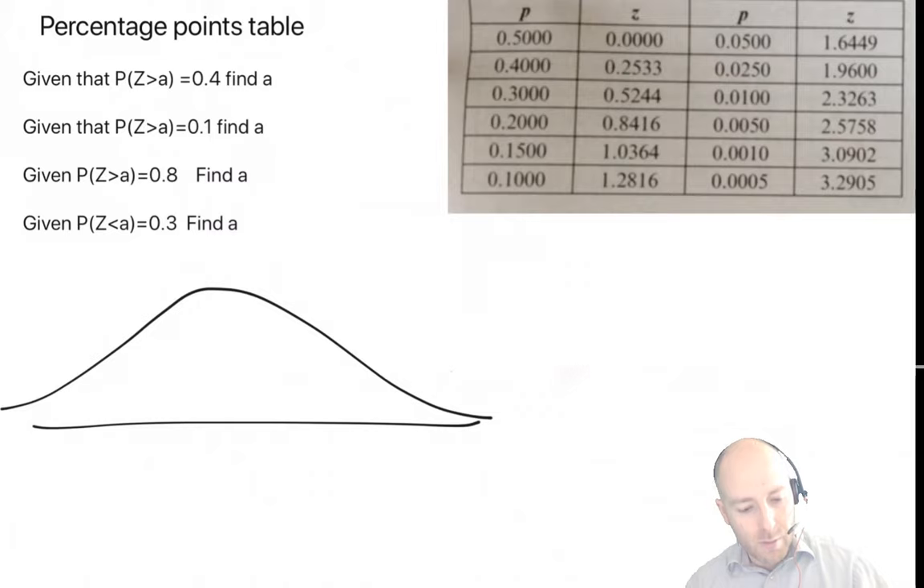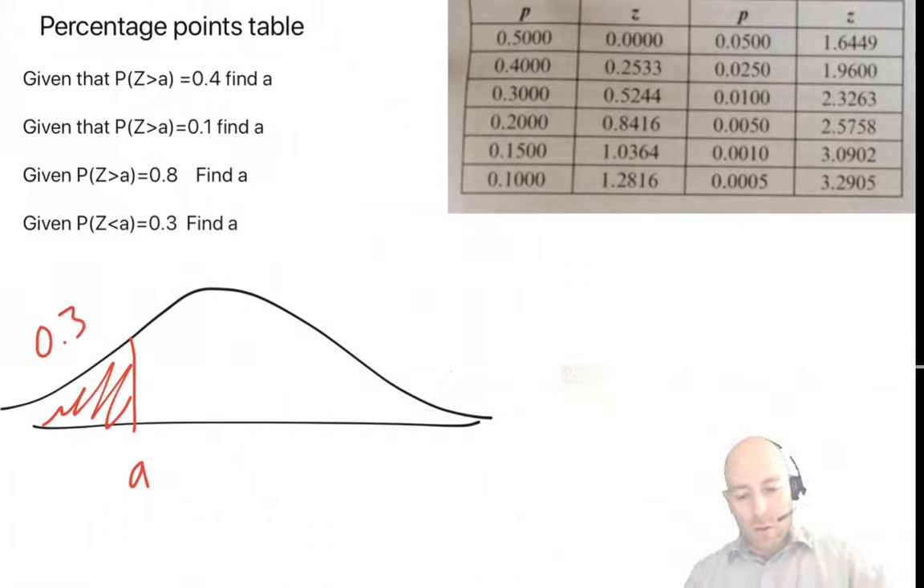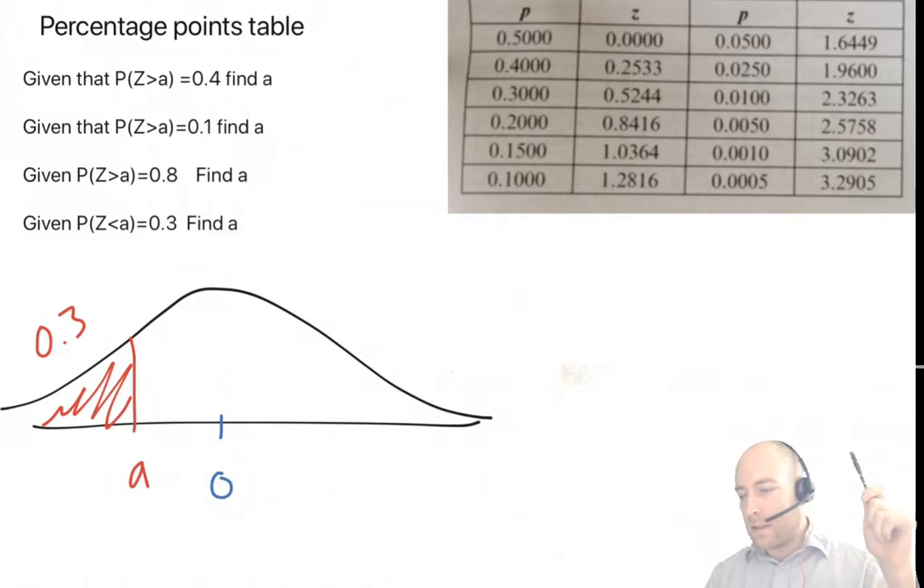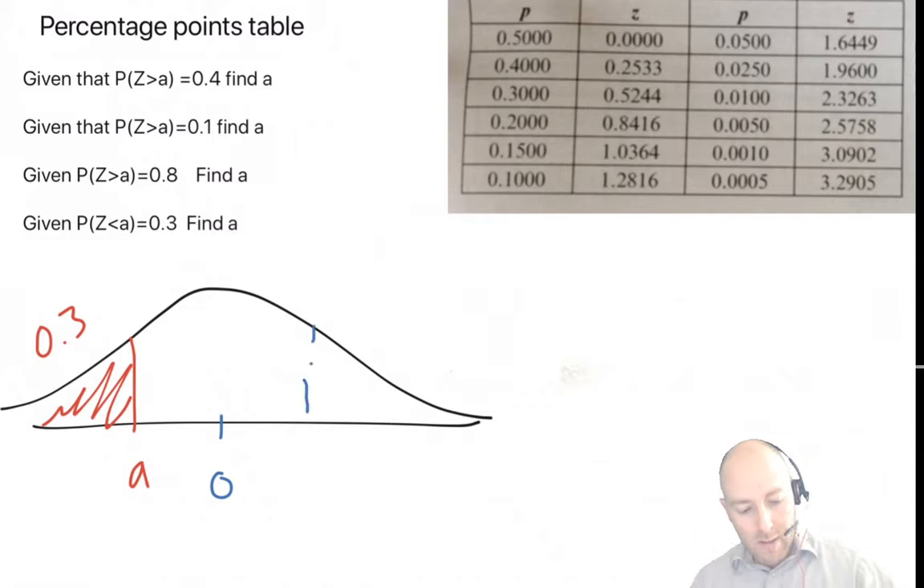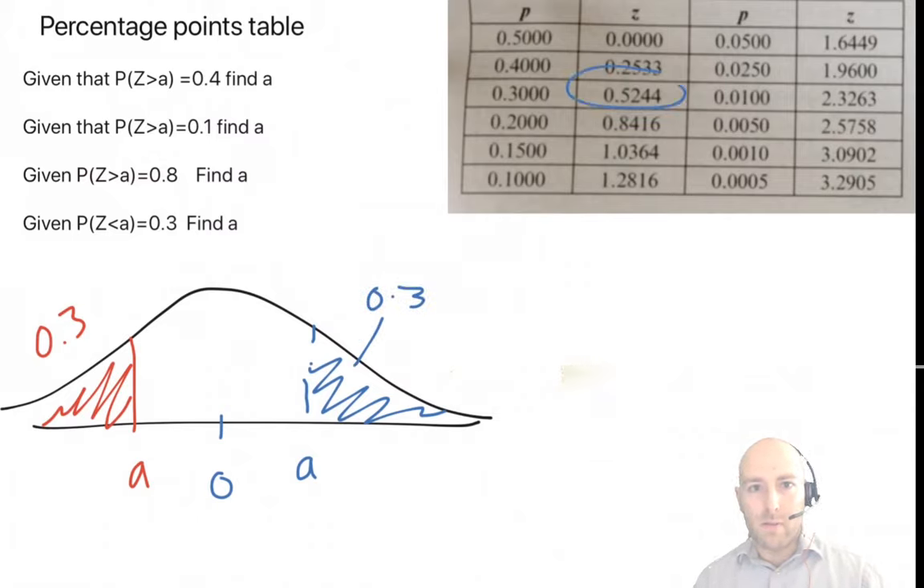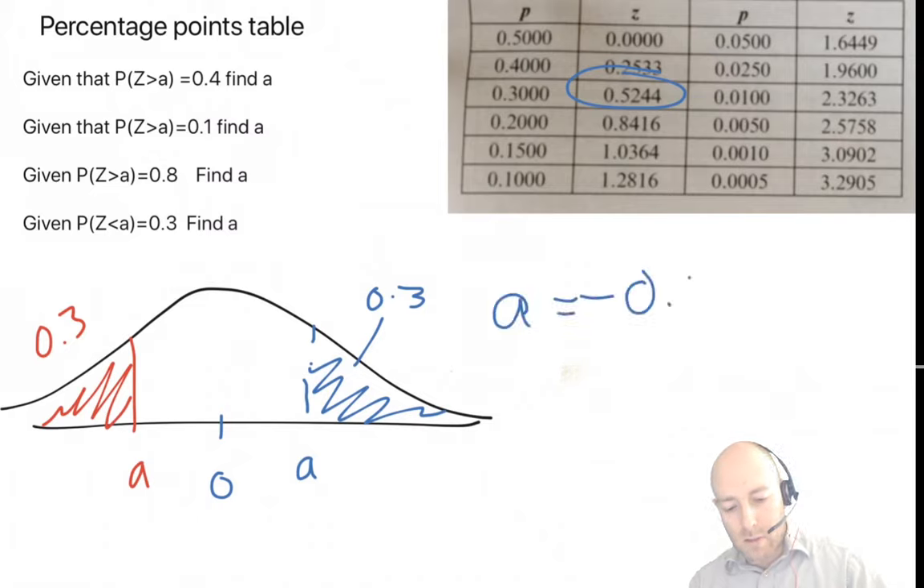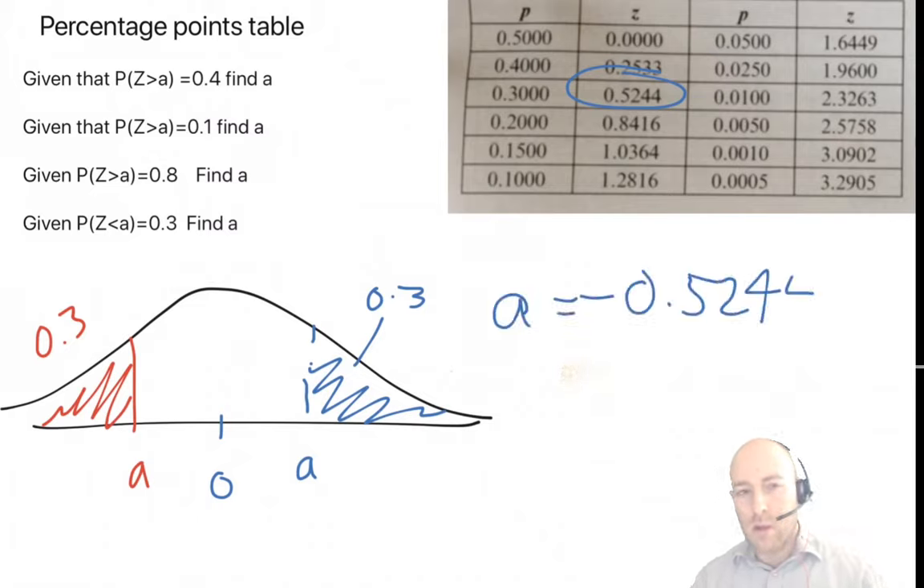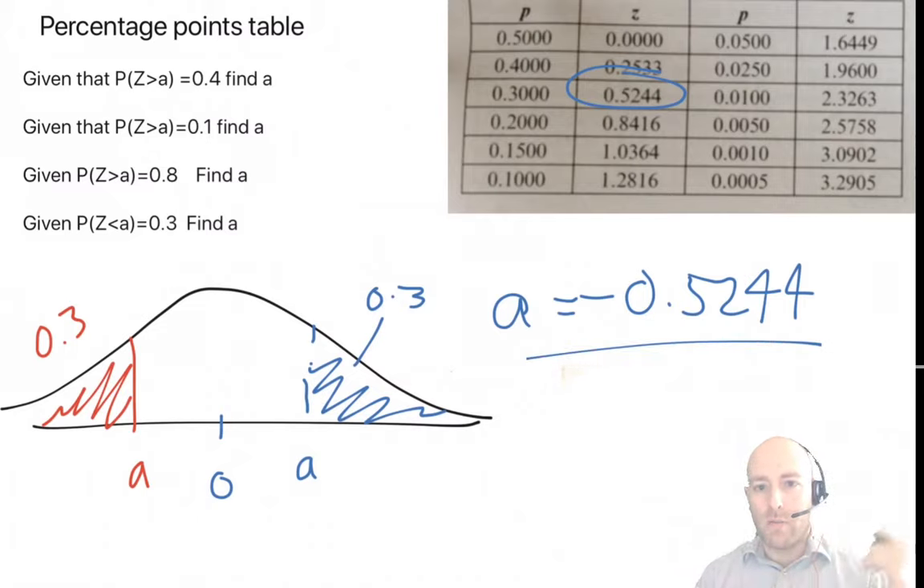Probability x is less than A is 0.3, so A is going to be here. This is going to be 0.3. Remember, the table only works for positive values of A, and it only works for probabilities on the right-hand side of the distribution. So we're going to say, well, we can find this A instead, which would be 0.5244. So our A is going to be negative 0.5244. Cool. Hopefully that's all good with you guys.